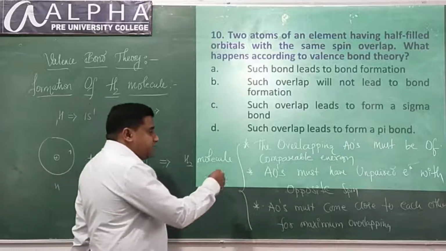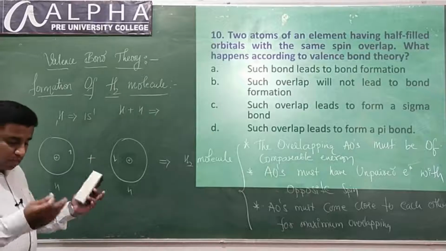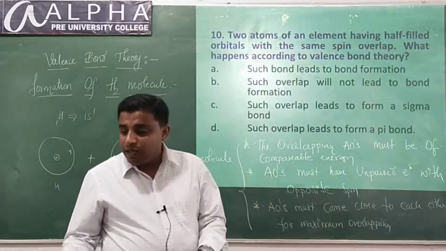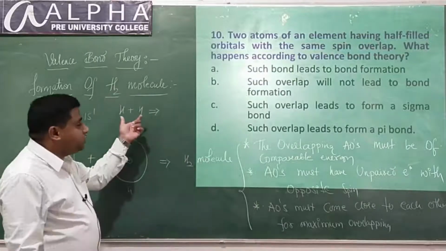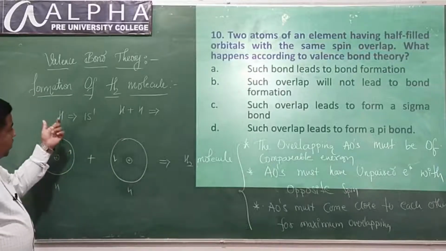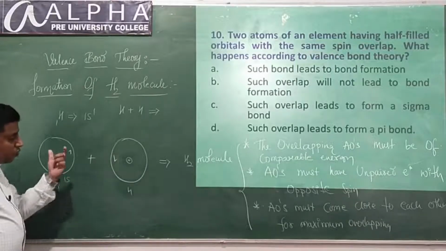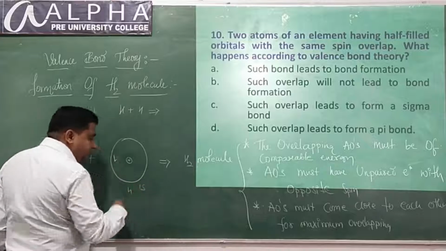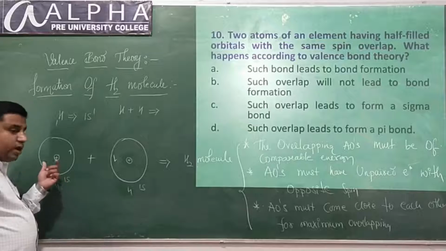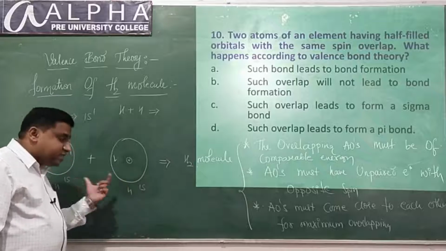Please understand the last condition. What is the last condition? The atomic orbitals which are involved in overlapping should be of comparable energy. Look here, students. If a hydrogen molecule has to be formed, which are the atomic orbitals that are undergoing overlapping? The 1s orbital of one hydrogen is overlapping with the 1s orbital of another hydrogen, and we know that they are of the same energy.